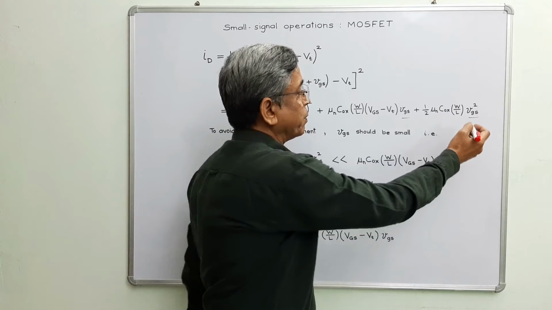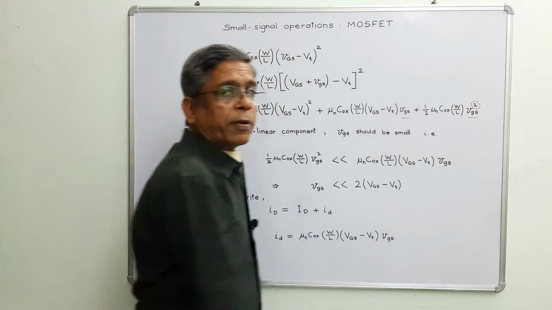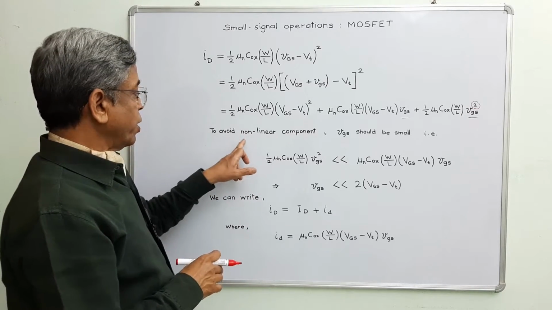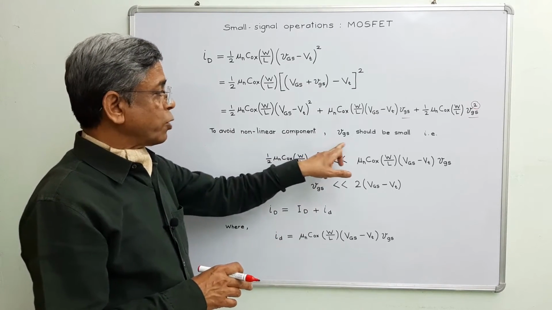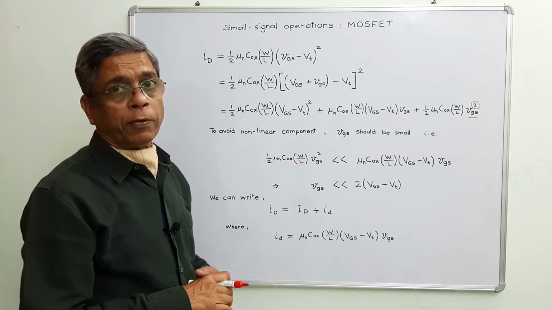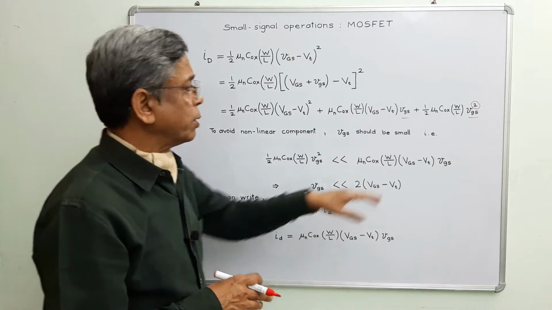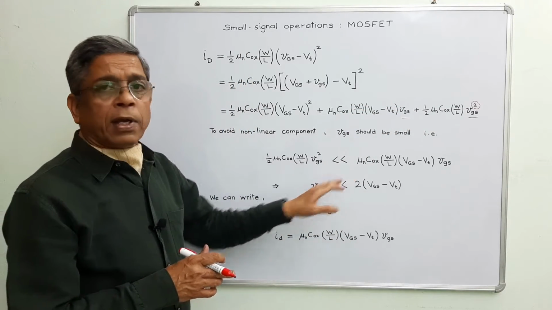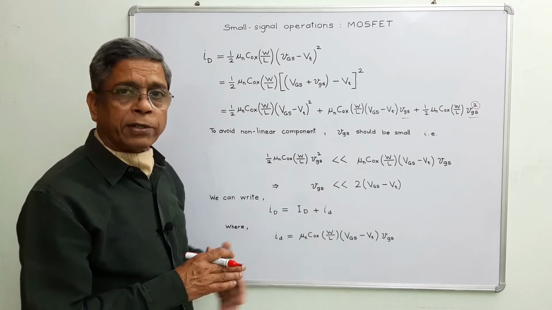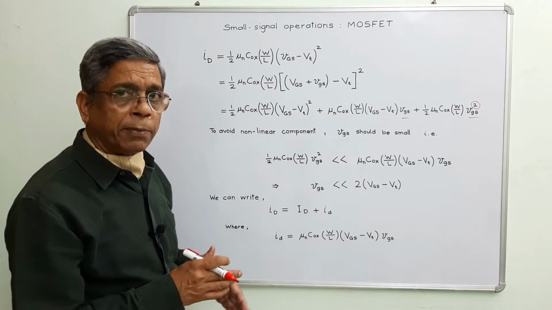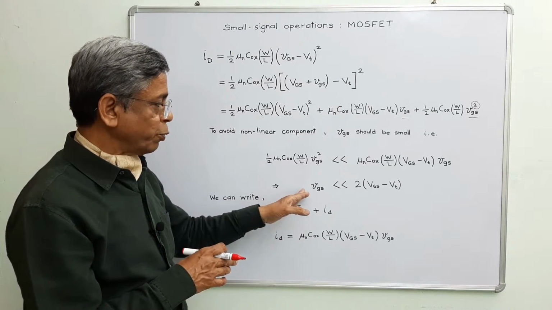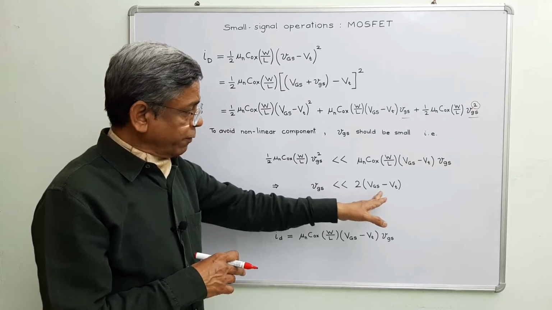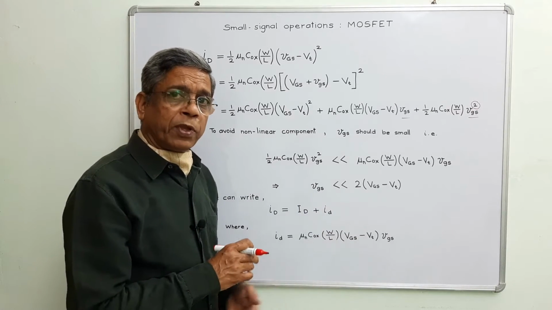Moreover, this third term is quadratic in nature, and to ensure linear amplification and to avoid the non-linear component, the signal should be very small. Or we impose one condition, that this component should be far less than this component. And we arrive at this condition, which sets the limit on the amplitude of the signal. It should be far less than twice the difference between VGS and VT.